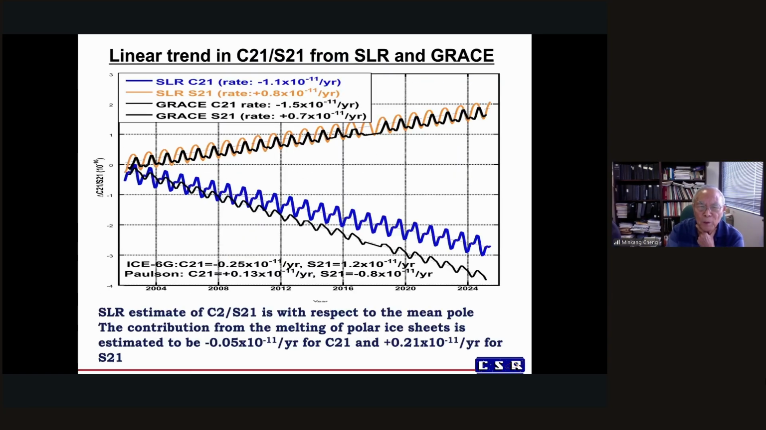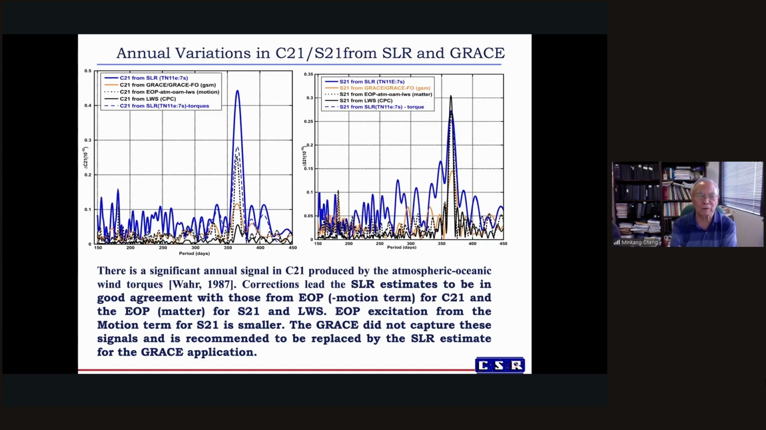Okay, this is the mean pole. This is the linear trend. When we come to this, the more important one, you compare this S21 from SLR and C21. For the longer period, the blue one is the significant large amplitude for annual variation from SLR. Here we compare the two. One is from GRACE, and the C21 is very much smaller.